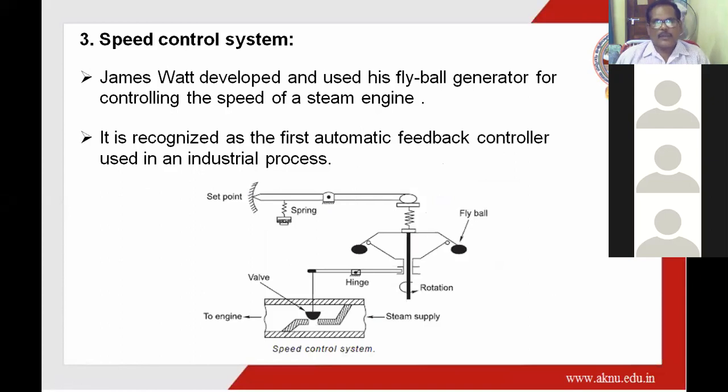Now another example is the speed control mechanism. So many examples we can say. For example, we can have a general example. There are two types of washing machines, and we are all very familiar with them. One is the automatic washing machine, and another one is the manual washing machine. What happens in the manual washing machine?